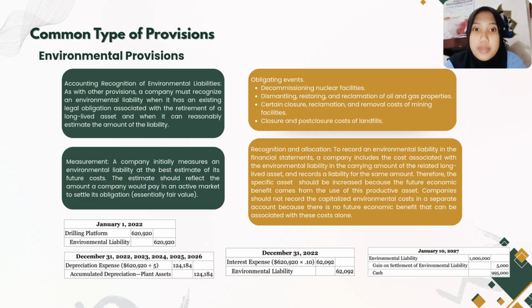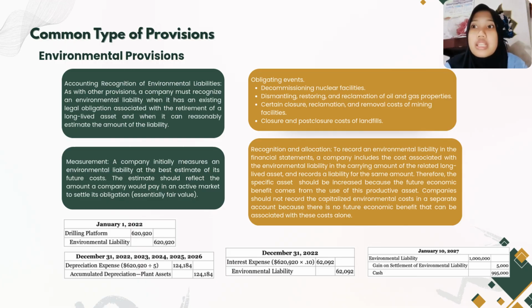So I will explain about the common types of provision. I will explain starting from environmental provision. So the estimated costs to clean up existing toxic waste sites are substantial. In addition, the estimated costs of cleaning up the air and preventing future deterioration of the environment run even higher.